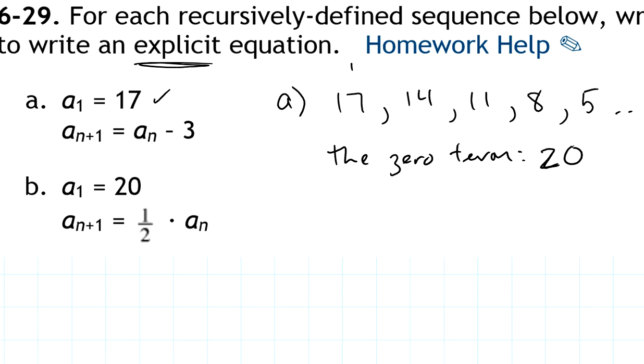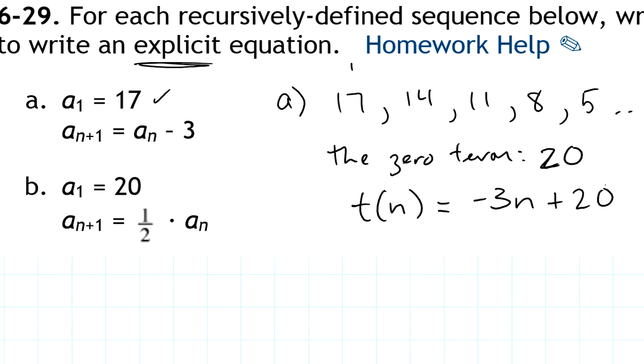And now that I know the 0 term, I can write the explicit sequence. It's pretty straightforward. It's just t of n, the value at any spot in the sequence, is negative 3 times n plus the 0 term, plus 20.